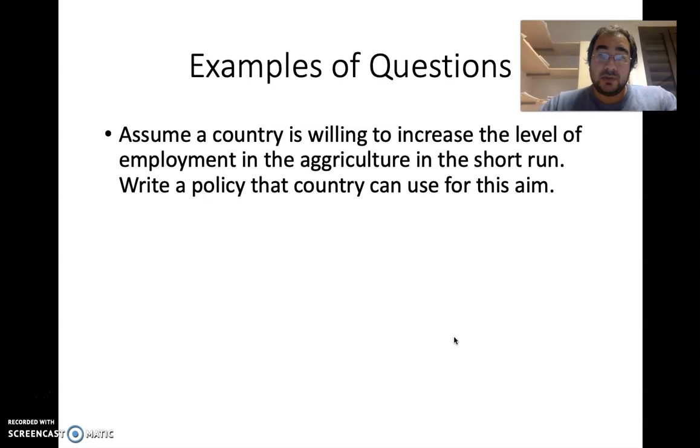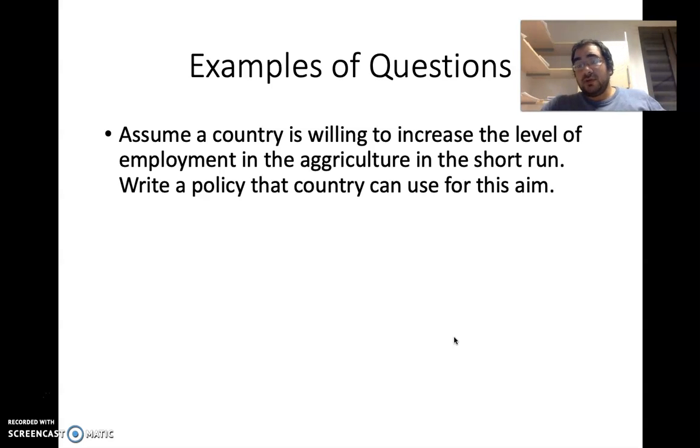Assume a country is willing to increase the level of employment in agriculture in the short term. Write a policy that the country can use for this aim. Well, one solution could be providing cheap capital, which might, if the scale effect dominates, increase the labor demand. Although, of course, that could be a little bit risky. It might also have the opposite effect.